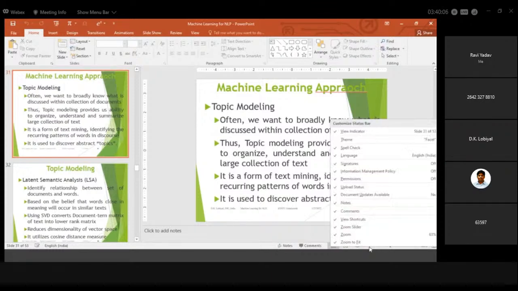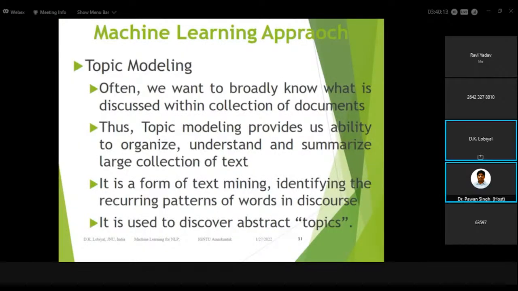Sir, please try to complete it soon, sir, because we are running time. We are running late a little bit. Okay, just I will complete it. Okay, sir. Sir, please. Yeah, I will do it in 5 minutes.